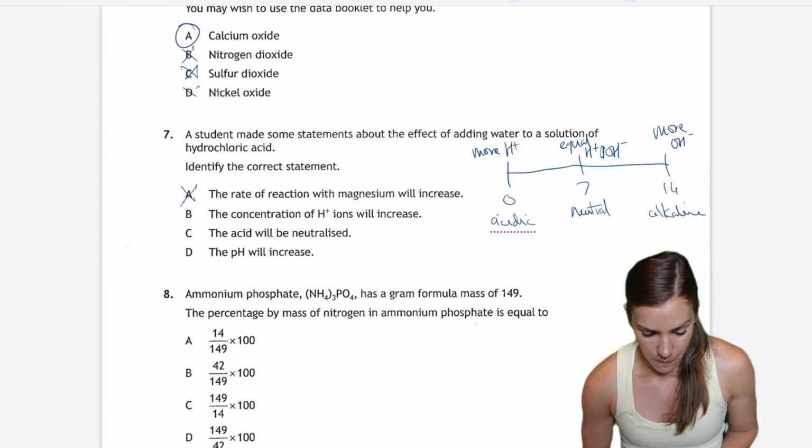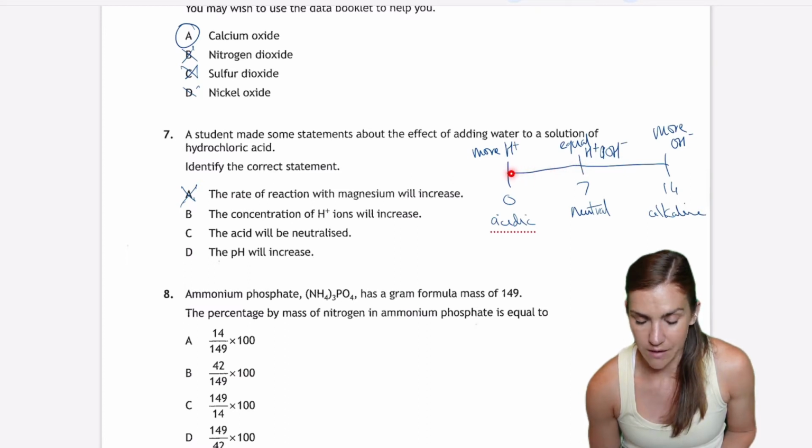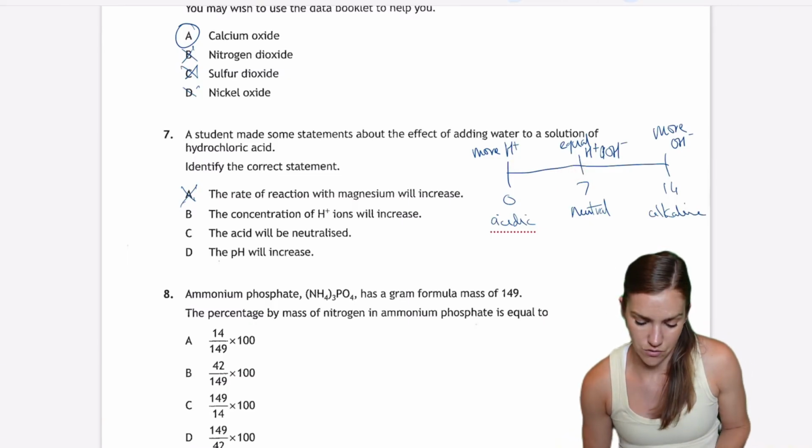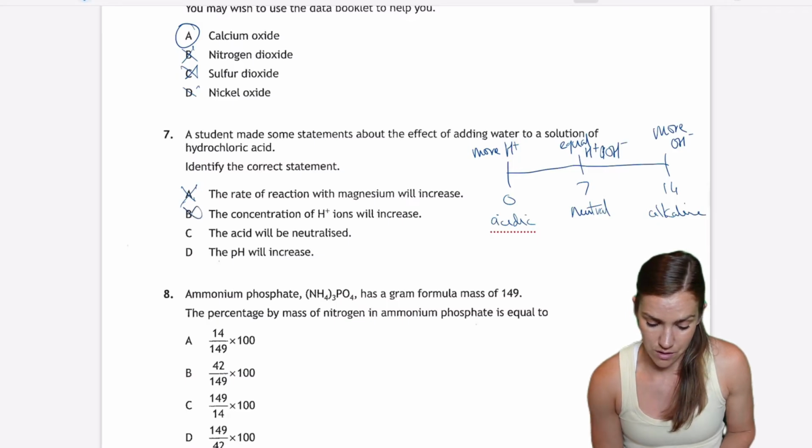For B, the concentration of hydrogen ions will increase, so that's related to our pH scale. So if we're diluting, we're moving from 0 up towards 7. That means actually we're moving away from the more H plus and becoming more balanced, so actually the hydrogen ion concentration is going to decrease. So that's not our answer either.